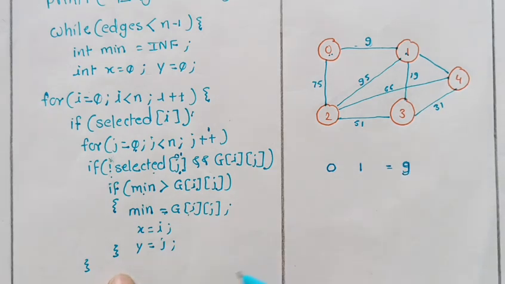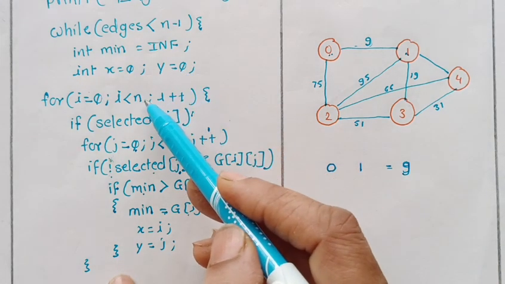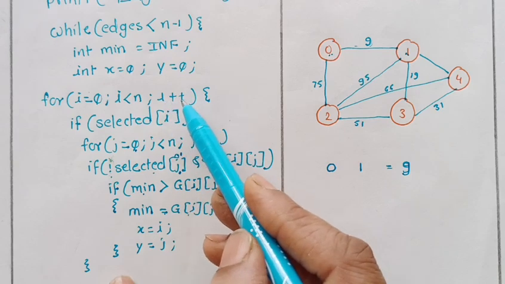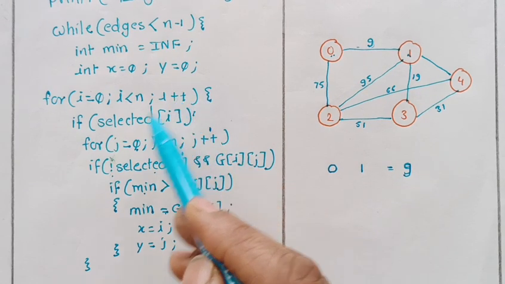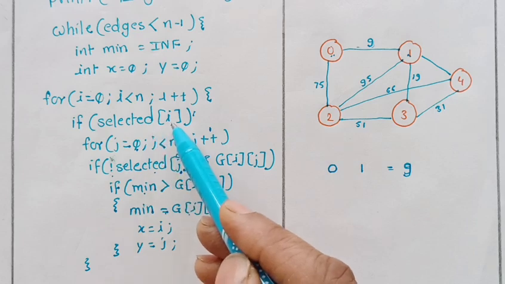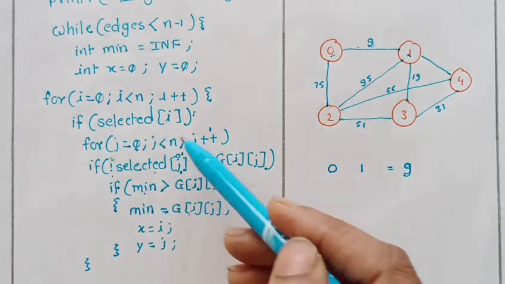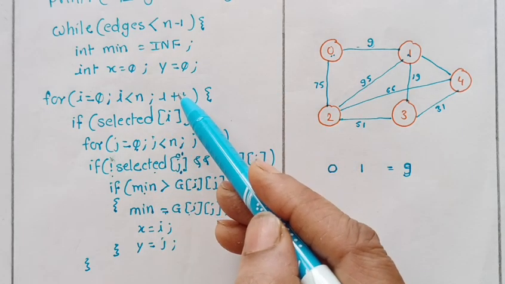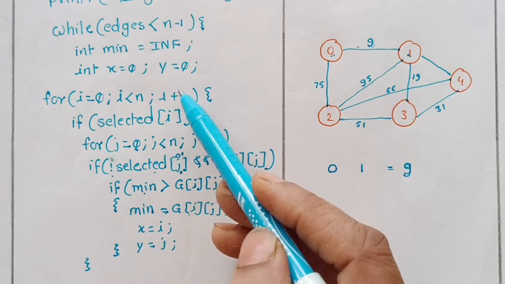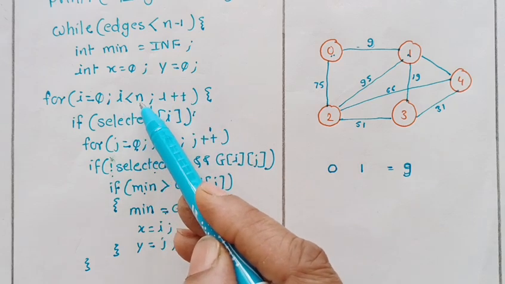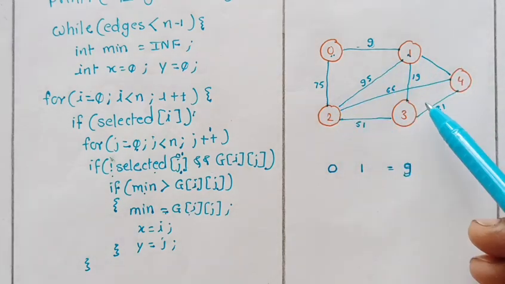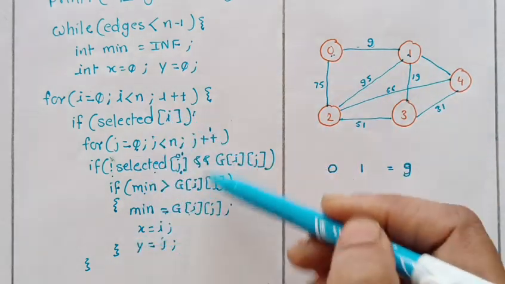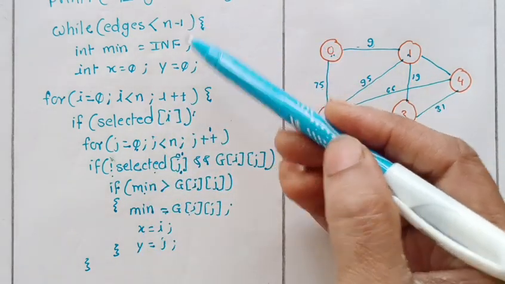Okay, so after this we are again continuing this for loop. i will increment by 1, so i will become 1. Selected of 1 is not selected till now, so it will skip all these things. Again i will increment, i will become 2. 2 is always less than 5, so this is also not selected. No other node is selected now, only 0 is selected, so it will skip all the things and again go to the while loop.